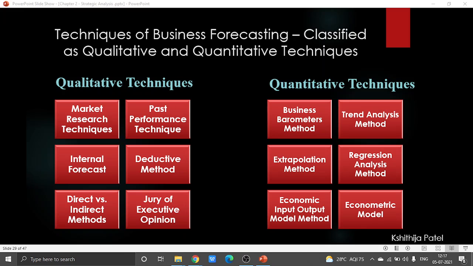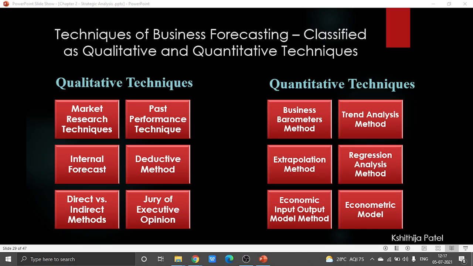Then we have the regression analysis method. This you might have studied under your business research methodology. So what happens is that in this method, you will have two or more interrelated series of data, and it shall be used to disclose the relationship between the two variables that you have considered there.